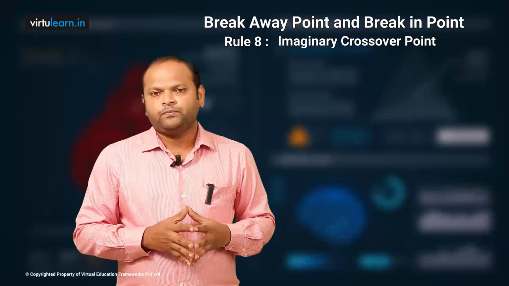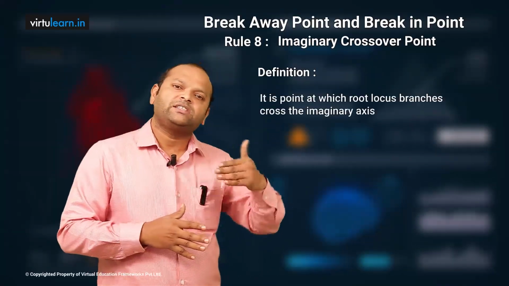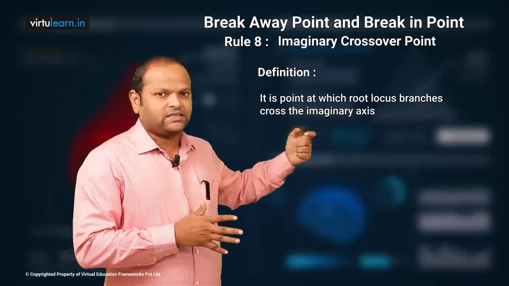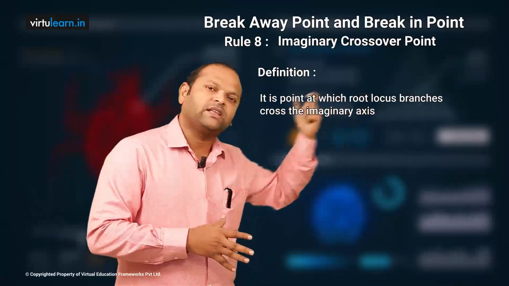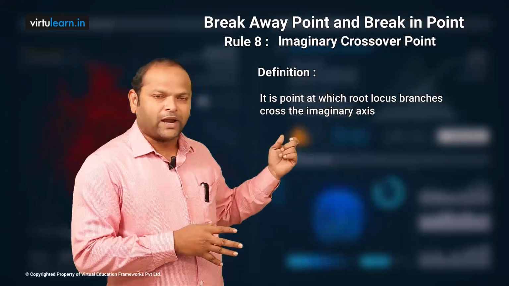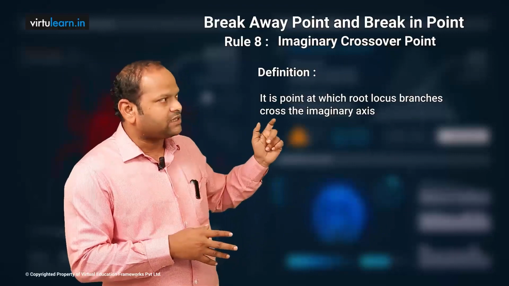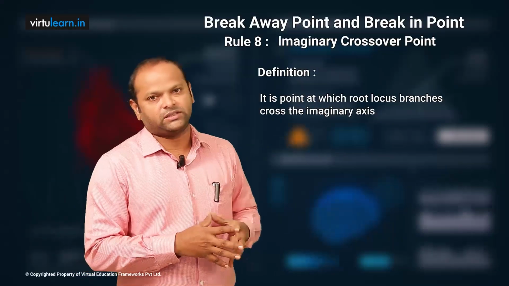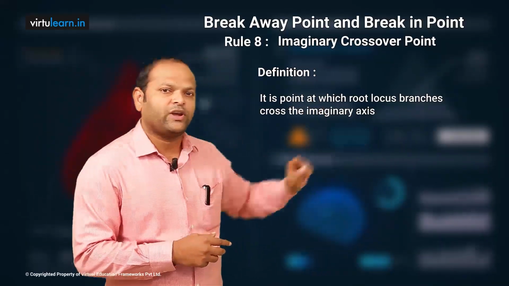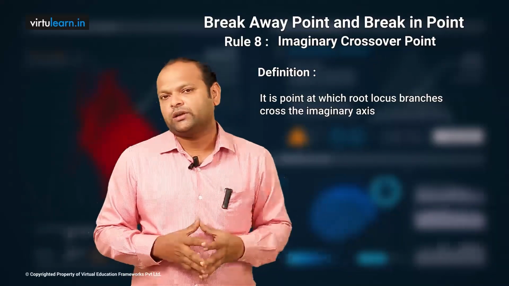Imaginary crossover point. What is an imaginary crossover point? The definition is, it is the point at which root locus branches cross the imaginary axis. Generally those branches will be in pairs, either 2 branches or 4 branches. So where exactly the root locus branches cross the imaginary axis, that point is the imaginary crossover point.